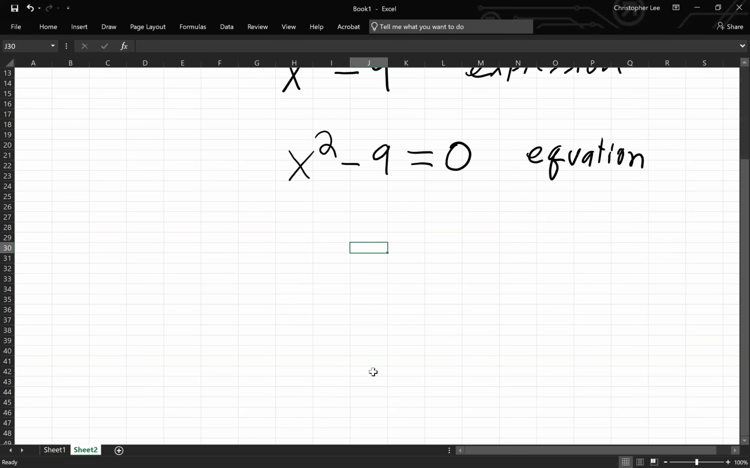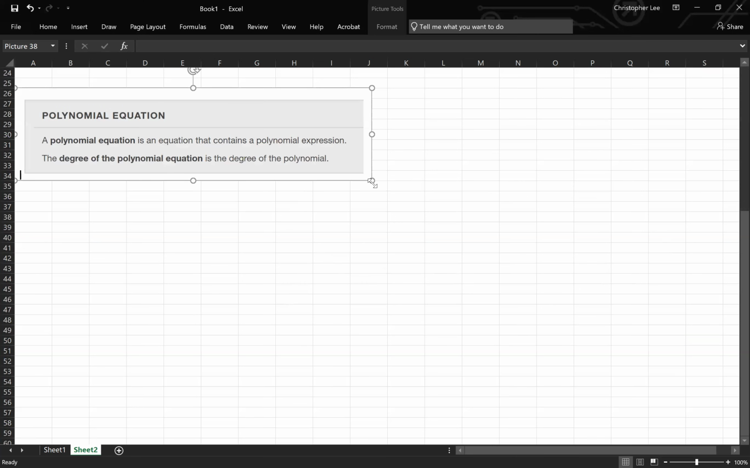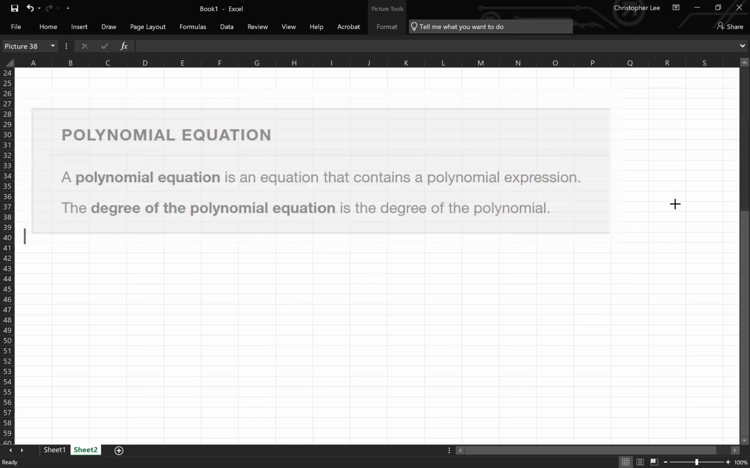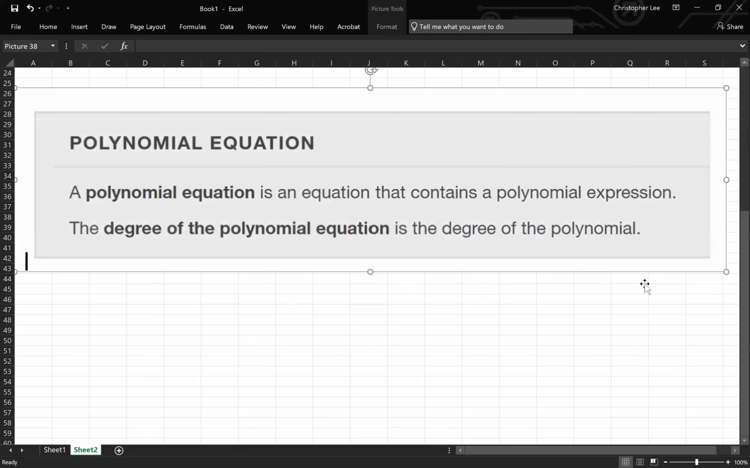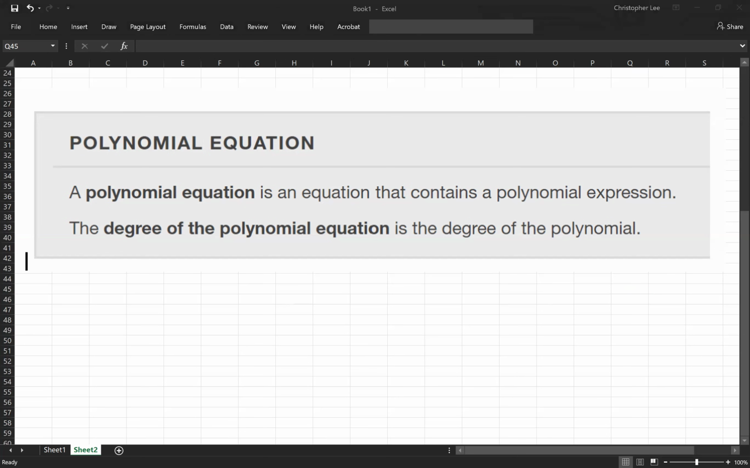So what I want to get into today is called polynomial equations, right? A polynomial equation is an equation that contains a polynomial expression, right? The degree of the polynomial equation is the degree of the polynomial, all right?